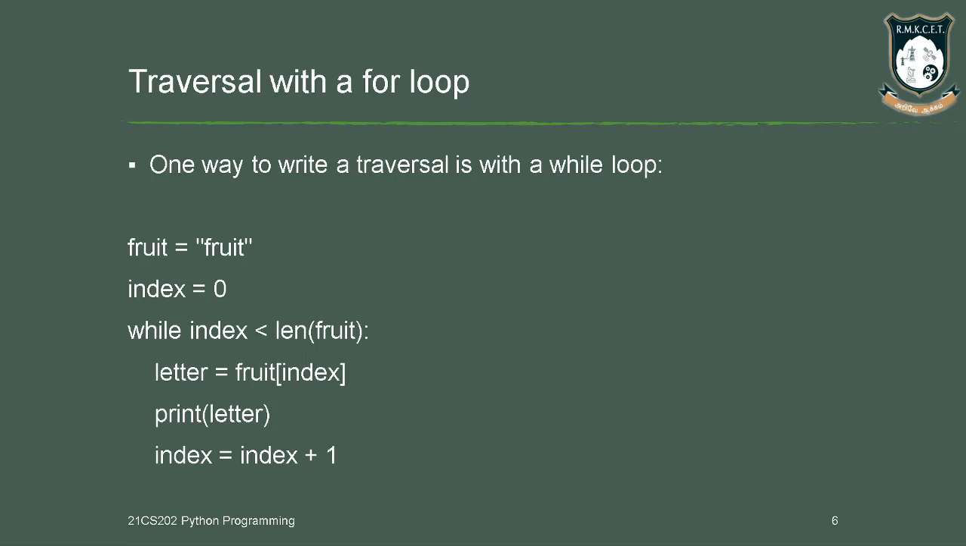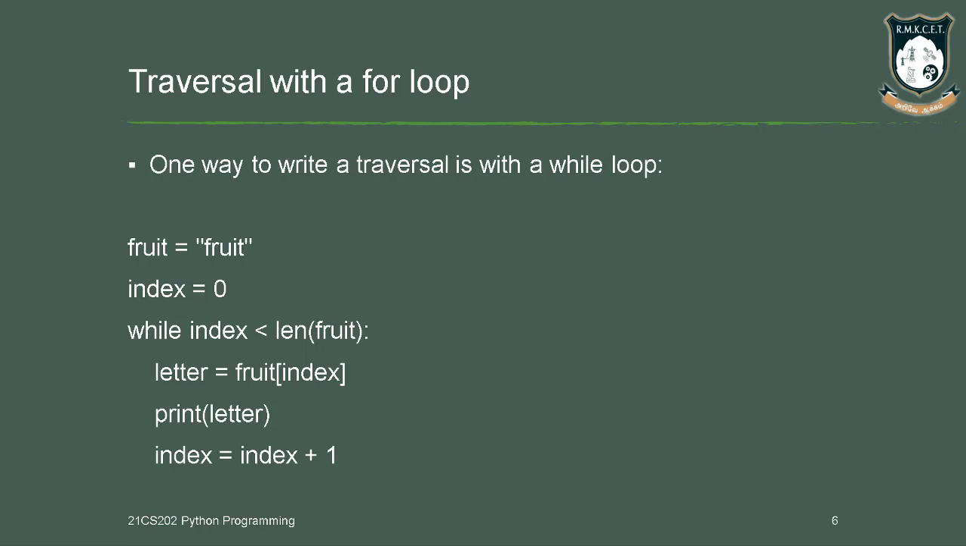So when the index becomes 5, the index will be getting over. Here the total index will be from 0 to 4. Once the index becomes 5, the condition fails, and the program exits after printing all the characters available in that particular string.